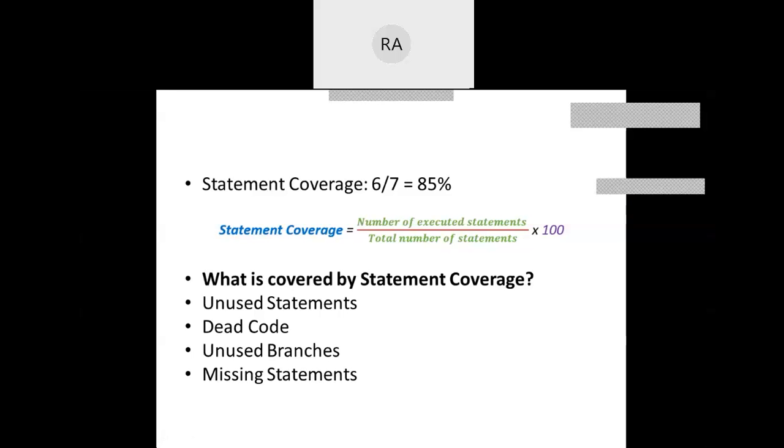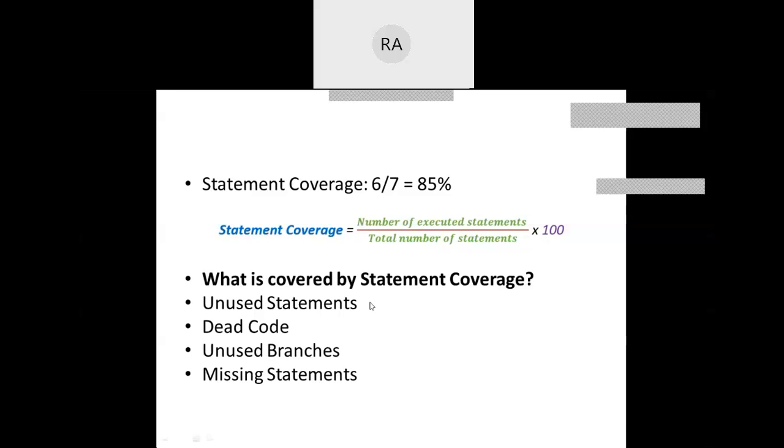And dead code, that is, code which is of no use to you. It is simply lying there. Certain statements are just present without any benefit to the developer, dead code. Unused branches: you have written certain conditions, but they are not being used. And certain missing statements: for example, you have written a conditional statement, but you have not written the associated statement for that particular branch. That I can call a missing statement. These things can be known to you via statement coverage.